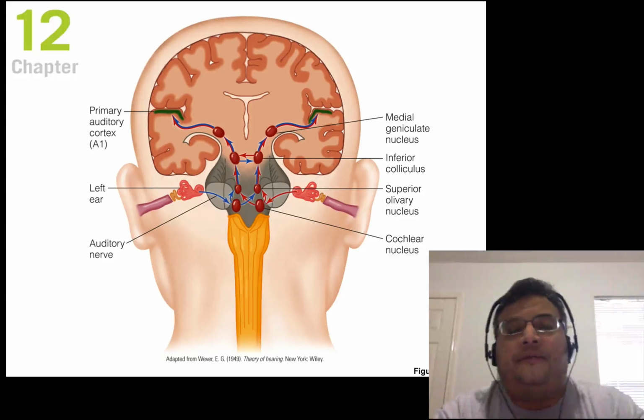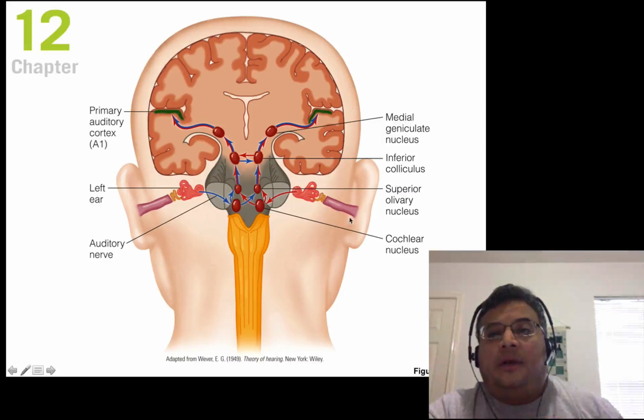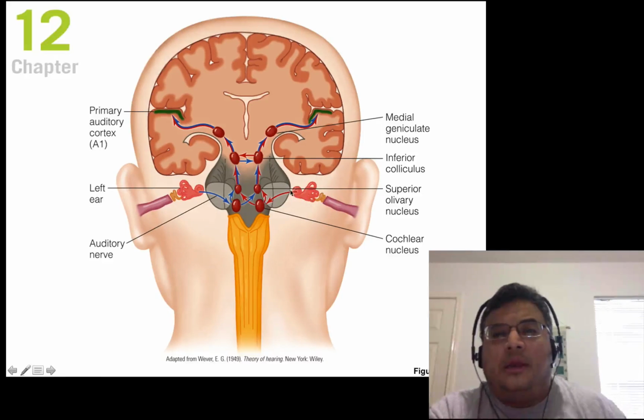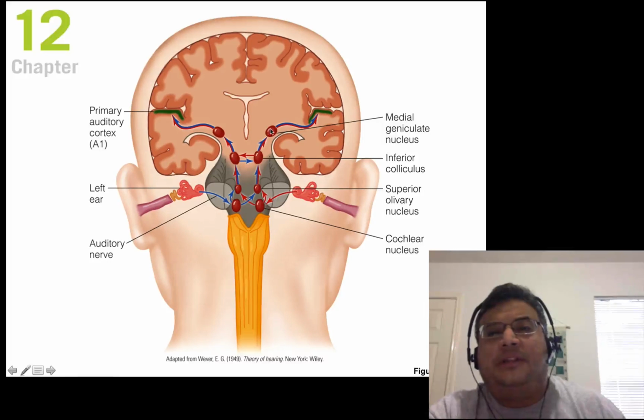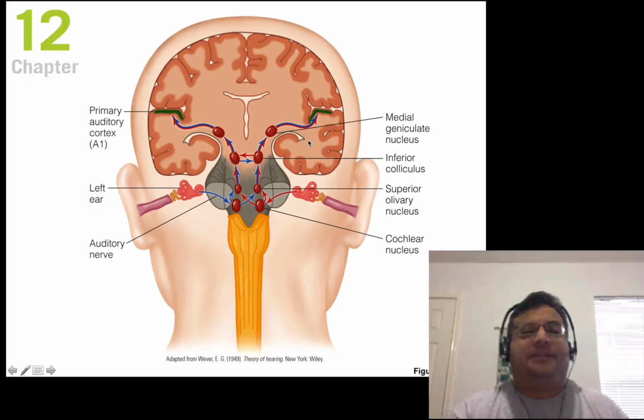And here's a picture of these areas. So here's your ear, the ear canal, the cochlea, and then the fibers from the cochlea synapse here in the cochlear nucleus, the superior olivary nucleus, the inferior colliculus, and then in the thalamus, the medial geniculate nucleus, MGN, and then from there it goes into the auditory centers of the cortex.